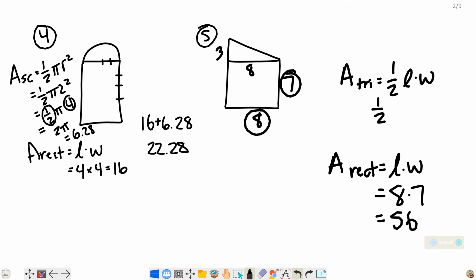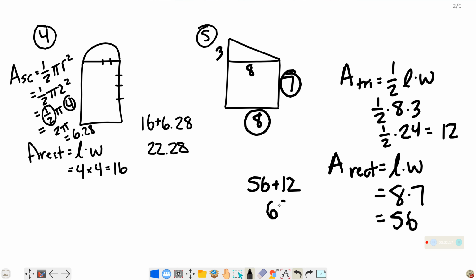The triangle, we have that half. The length is 8 and the width is 3. 8 times 3 is 24, and half of 24 is 12. So the total is going to be 56 plus 12, which gives you 68 square units.